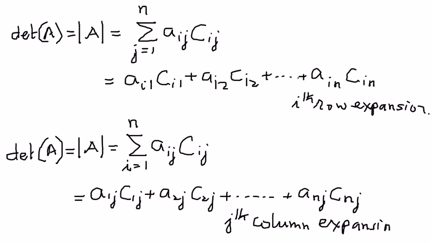We will see some examples using the row expansion and then using the column expansion to find the determinant of a matrix. In my next presentation, we shall look at examples related to row expansion and column expansion for determining the determinant of a matrix.